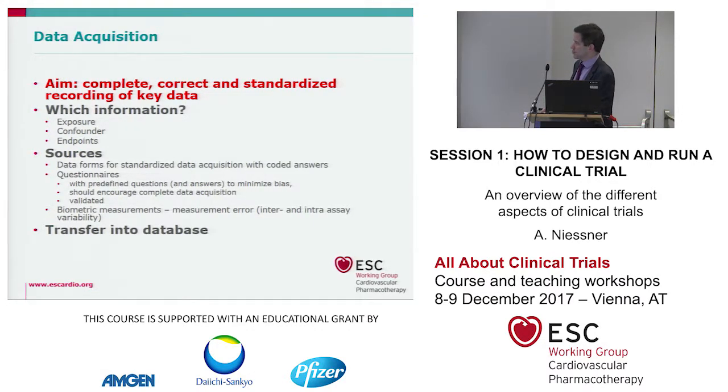You need to think about questionnaires with predefined questions to minimize bias, and this should encourage complete data acquisition. And it should be validated, it should be tested before you start your study. You also need to think about how to assess biometric measurements. You also need to be aware that you have a measurement error if you do biometric measurements. And you also think how I can easily transfer the data into the database. Otherwise, you may end up a very long time finally transferring your data from several sources into your database.